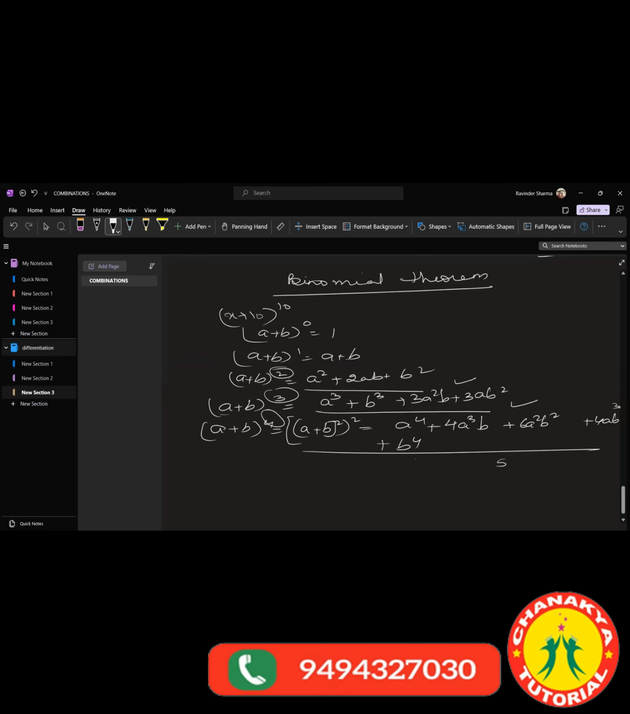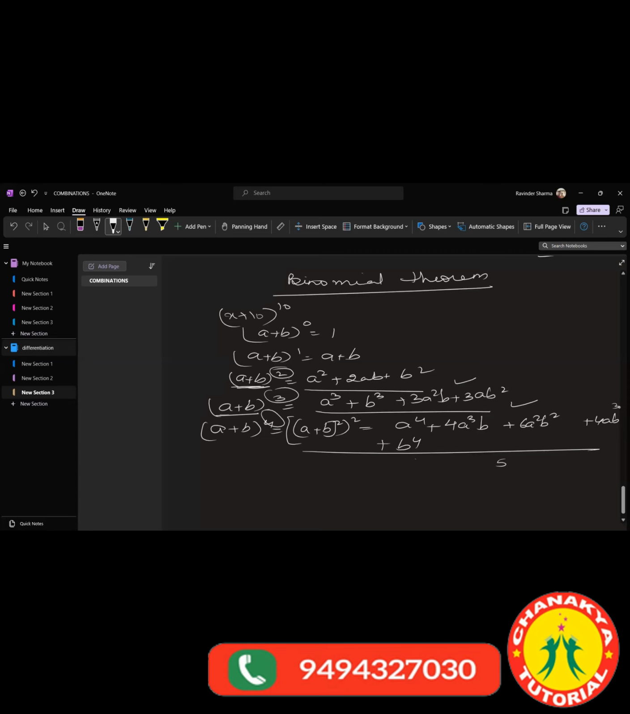So in each of the expansions, the sum of the indices of A and B is the same. A plus B is how much? 2. So the sum of the indices of A and B is 3. So what is your binomial theorem?